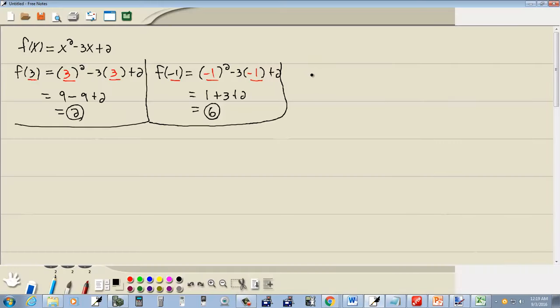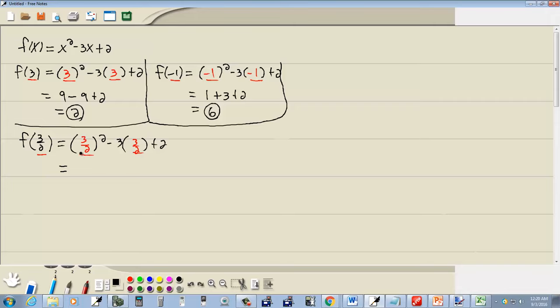F of 3 halves. I'm going to put it down here just in case it's a little bit longer. Again, evaluating is always the same. We go through and replace all of our variables with parentheses. So I got parentheses squared minus 3 times parentheses plus 2. Whatever's inside the parentheses here automatically goes here and here. So put 3 halves there and 3 halves there.